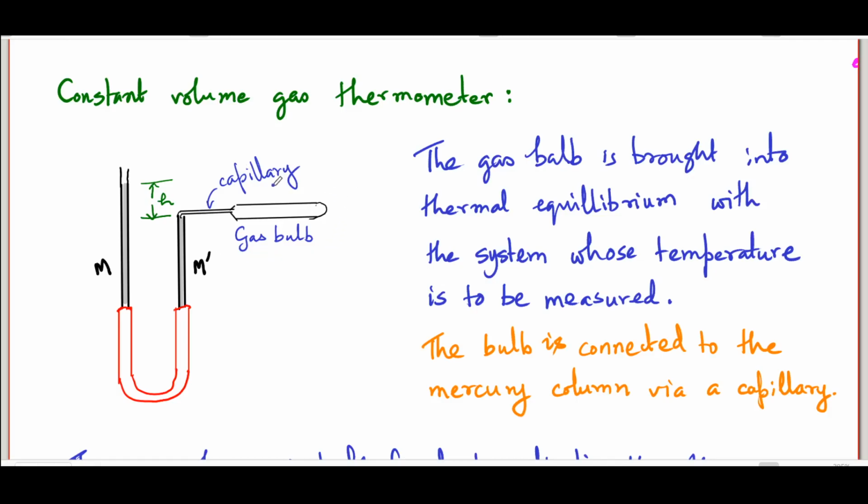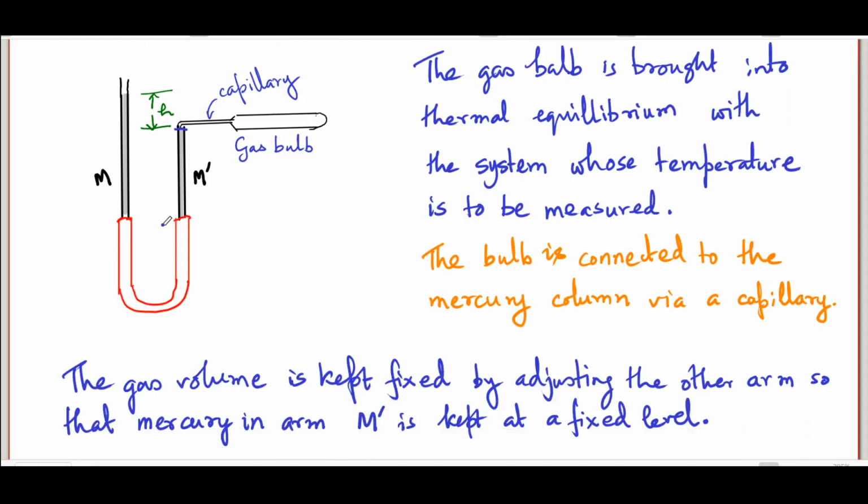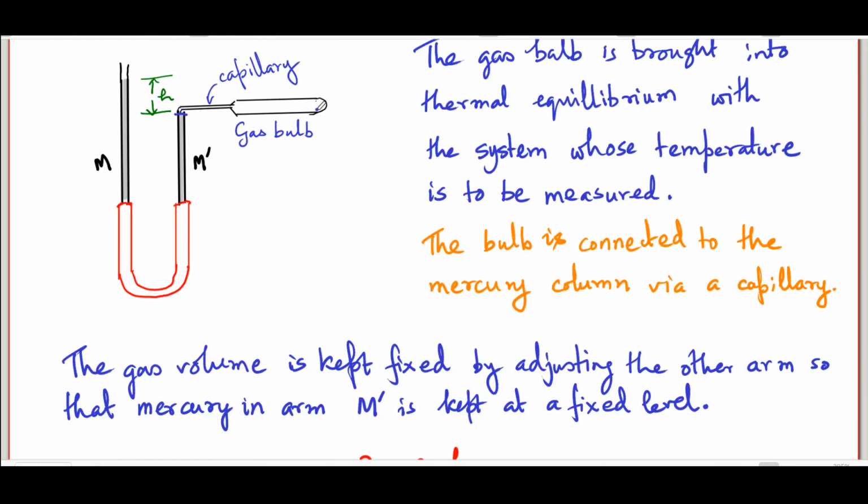Here, the gas bulb contains the gas which is our thermometric substance, and it is this gas bulb which has to be brought into thermal contact with the system whose temperature is to be measured. The gas bulb is connected to the mercury column through a thin capillary, so this is where the gas ultimately expands into, and you have mercury in this U-shaped structure here. There is a level which is indicated on this side, this arm labeled M prime, and what you can always do is that you can keep the volume of the gas inside fixed.